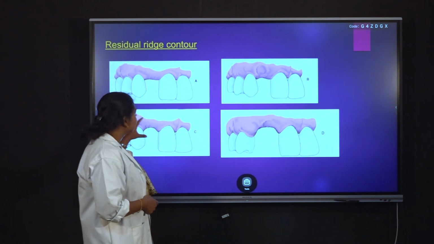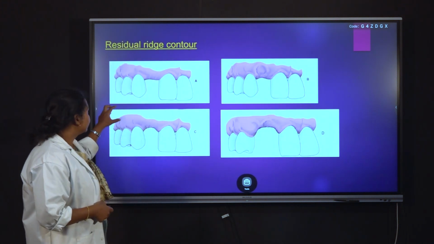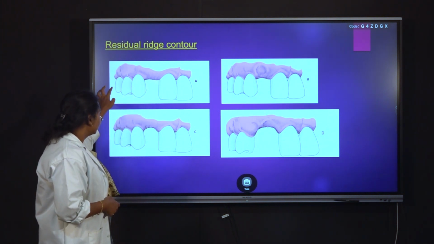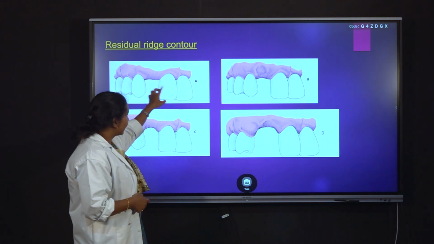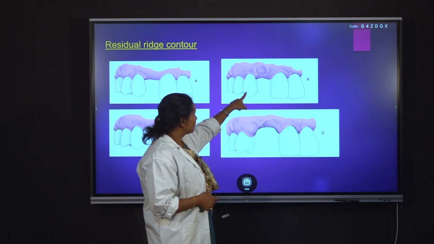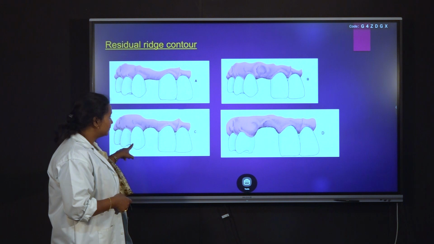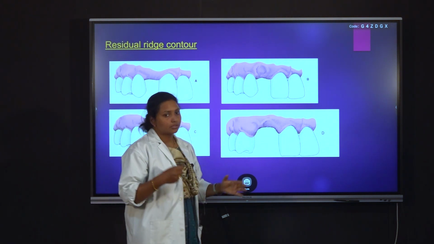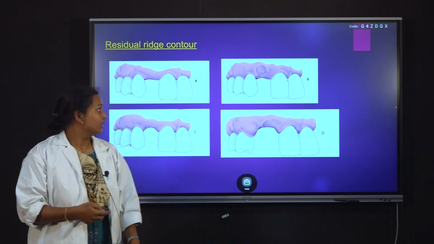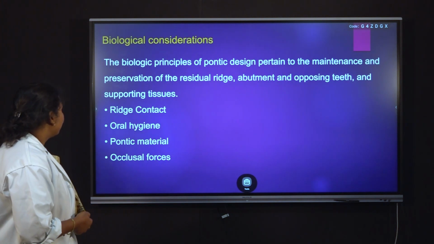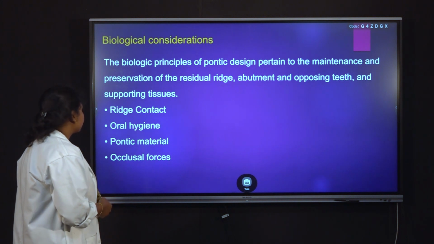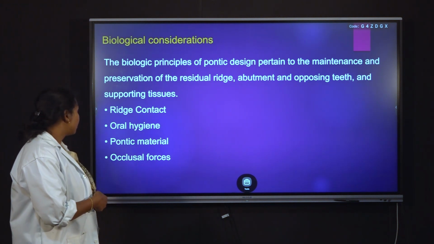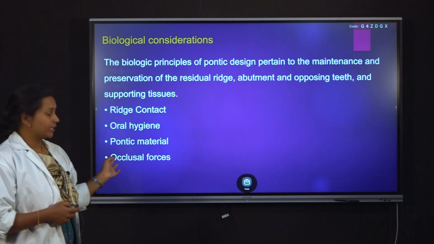Okay, this is Seibert's classification. This is basically classification of the edentulous ridge. Here this is class 1, where there will be horizontal loss of the tissue. This is class 2, where there will be vertical loss of the tissue. This is class 3, where there will be both horizontal and vertical loss of the tissues. Biological considerations, as I discussed earlier: in the biological considerations we have to take care of ridge contact, oral hygiene, Pontic material.